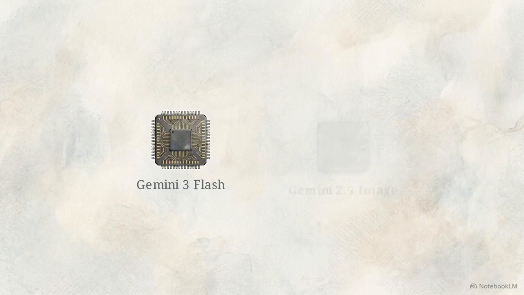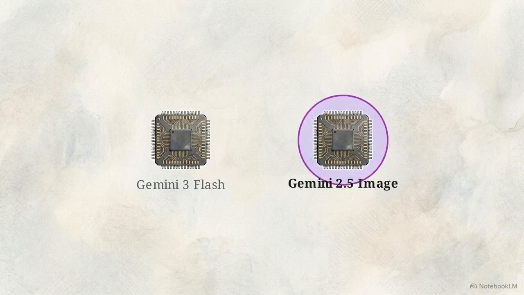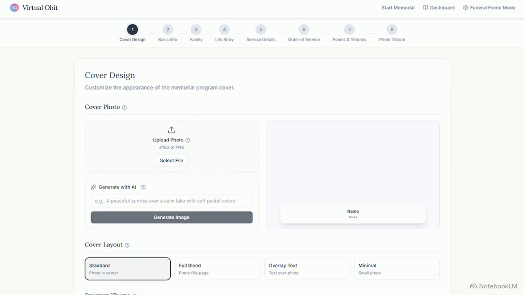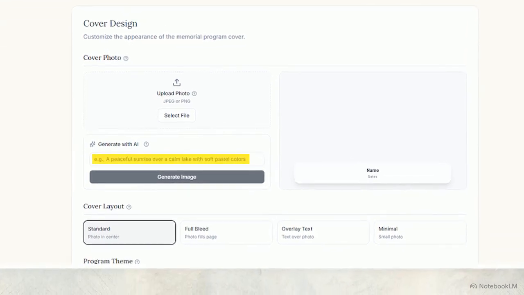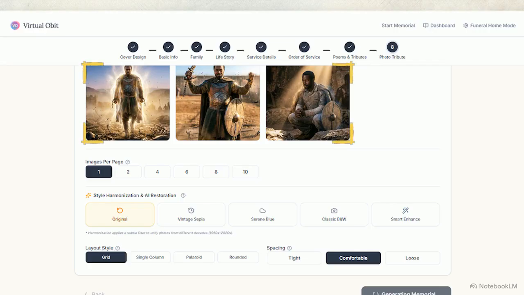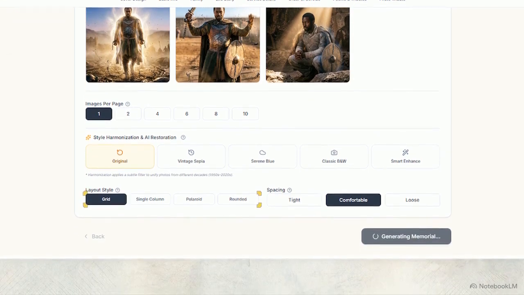Running in parallel is a dedicated visual processing layer powered by Gemini 2.5 Flash image. Users interact with this visual layer directly through the dashboard, entering simple text prompts to generate thematic background art for the memorial. The resulting visual assets are entirely text-free, customized to match the specific tone and atmosphere the family wants to convey. The system then harmonizes these generated visuals and user-uploaded photos, offering automated layout styles like grids or rounded borders to unify the presentation.